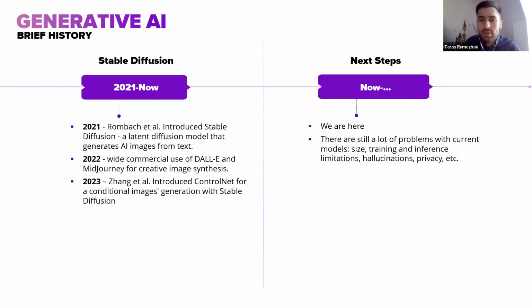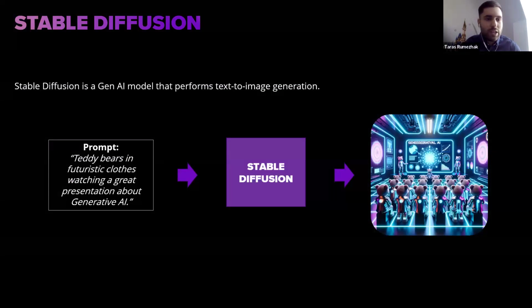Next, where are we now? Here someone mentioned hallucinations. There are still a lot of problems we need to resolve, and we need to optimize a lot of stuff for the models to become better and better every time. Okay, so let's proceed with Stable Diffusion. It's just an introductory slide.